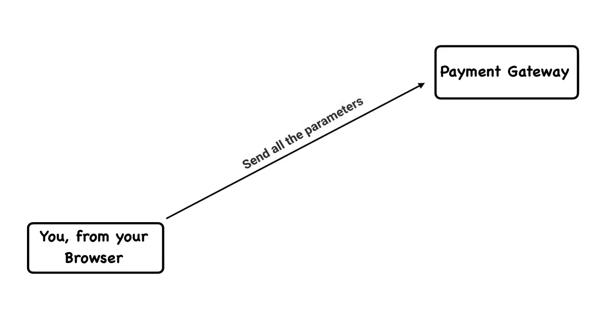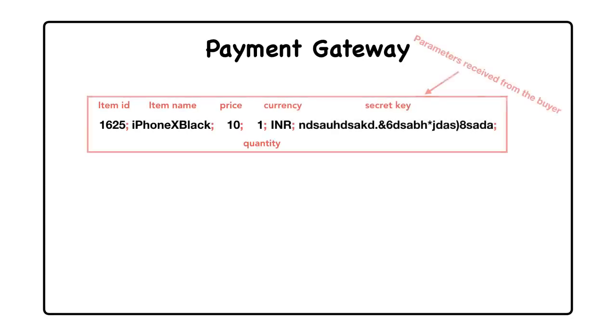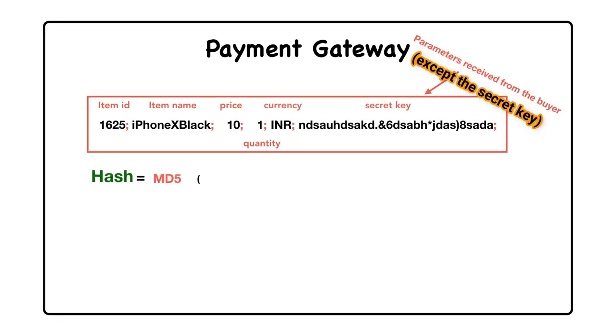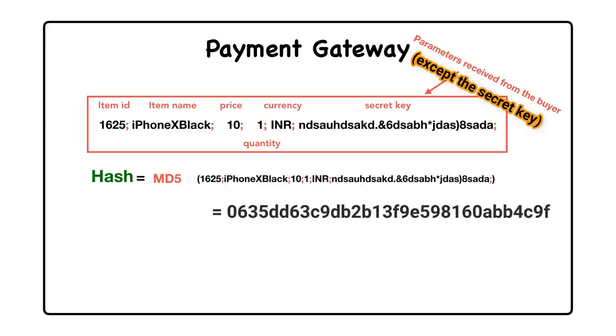Now it's time for the payment gateways to check if the parameters are tampered. Since they know the shared secret key, they take all the parameters again like the item ID, price, quantity, etc. and then they append this shared secret key to the string and then use the same hashing algorithm as used by the seller to hash the whole string. It finally compares this calculated hash with the hash received from the user's web browser.